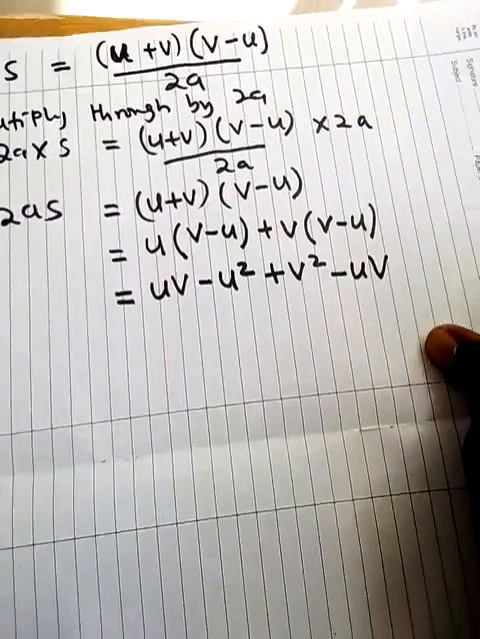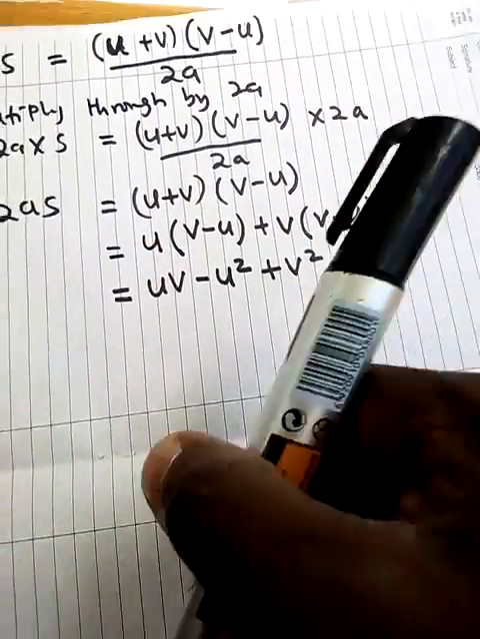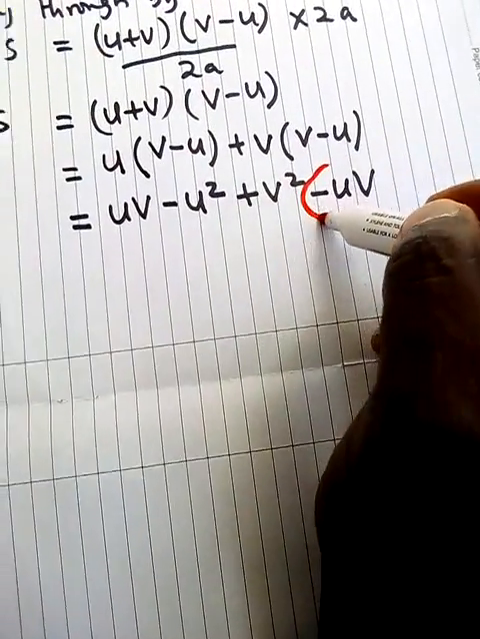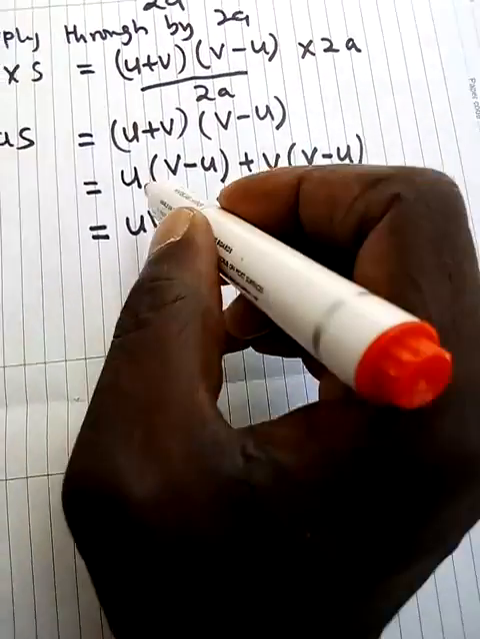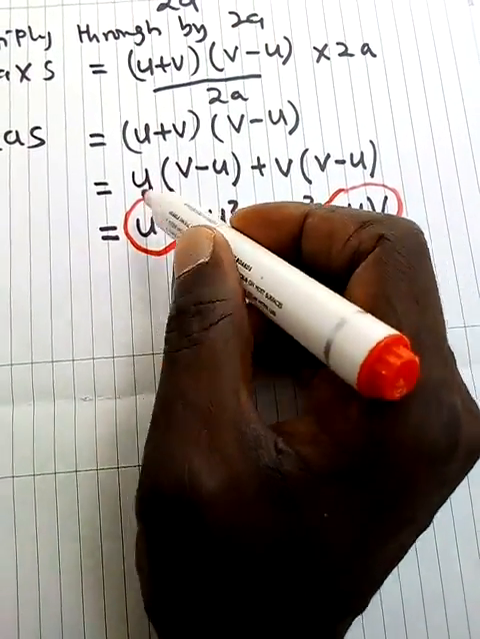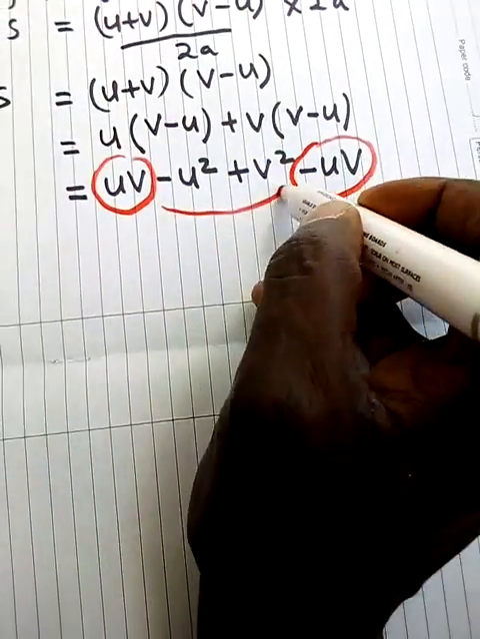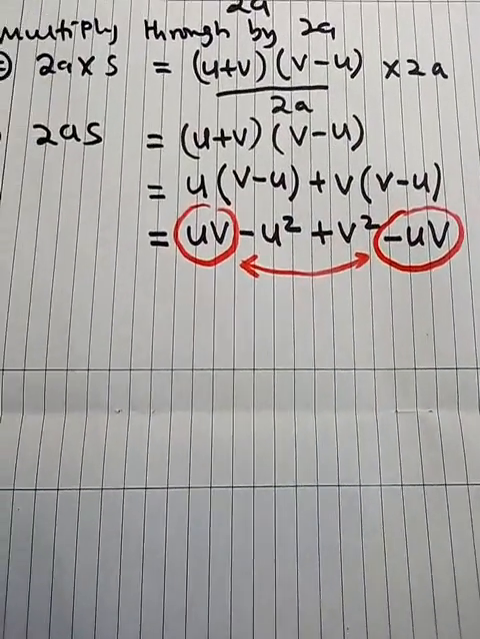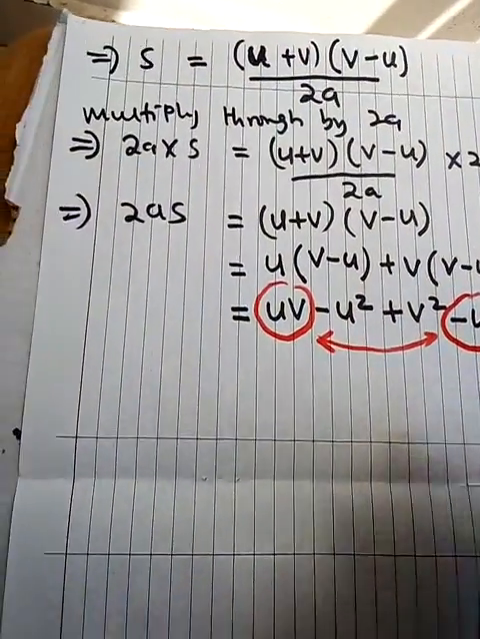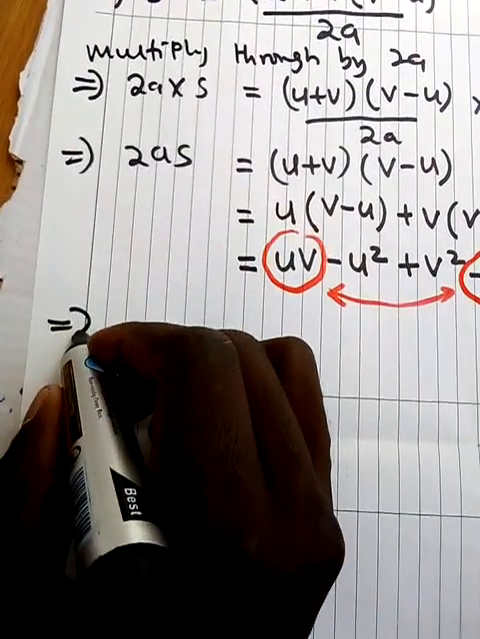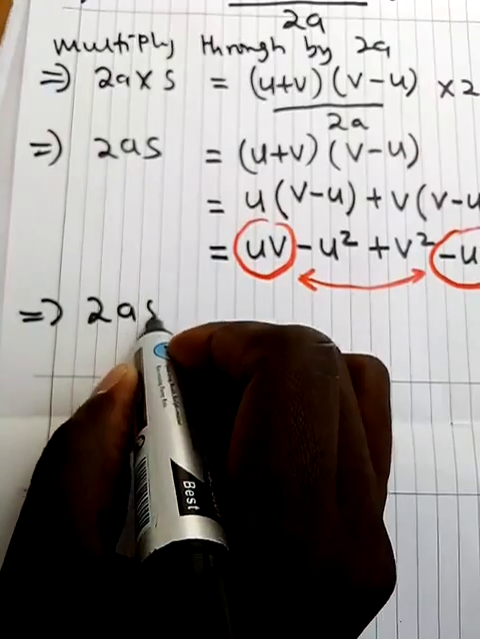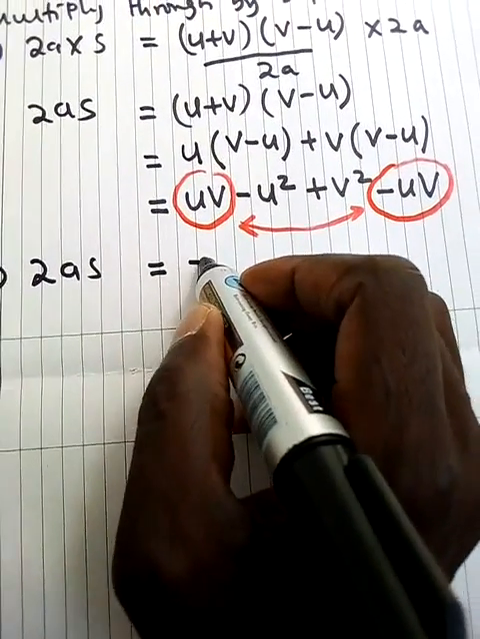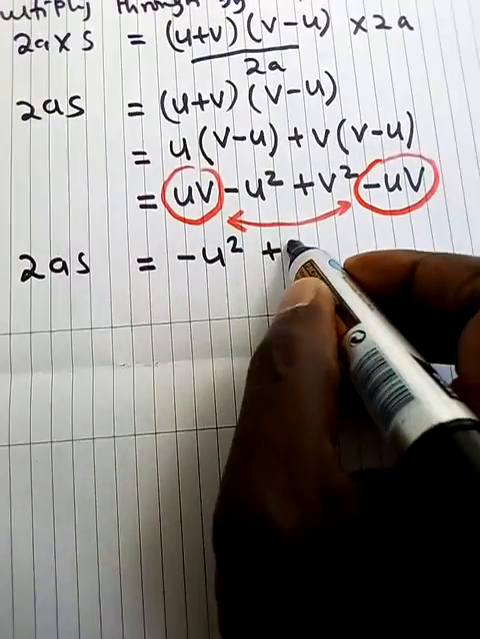This is very simple. Do you see this term here? Let me circle it properly. It is minus uv. Do you see this term here? It is plus uv. Now these two, when they are added, give you 0. So if that is the case, then our 2as, which is on the left hand side, is eventually equal to minus u squared plus v squared.